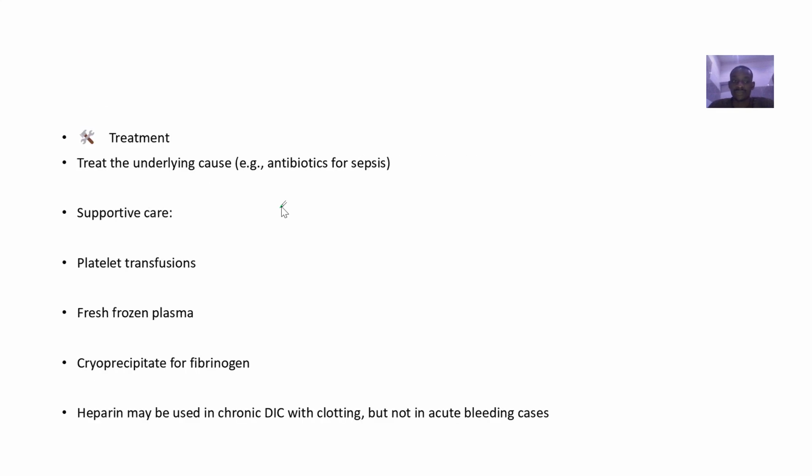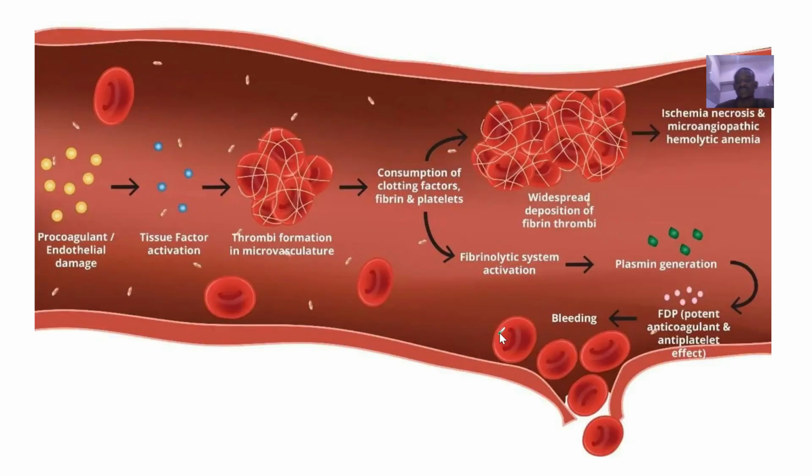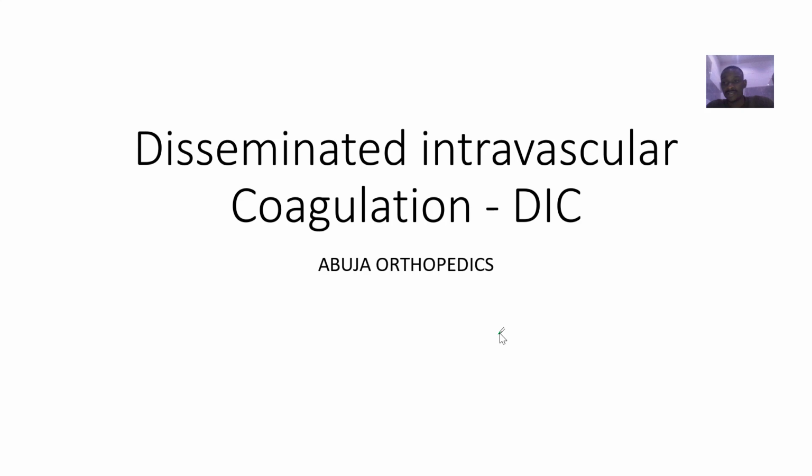So treatment is platelet transfusions, because platelets are lacking in such a person, fresh frozen plasma, cryoprecipitate for fibrinogen. Heparin may be used in chronic DIC with clotting, but not in acute bleeding. Okay, so that's just what disseminated intravascular coagulation simply means.